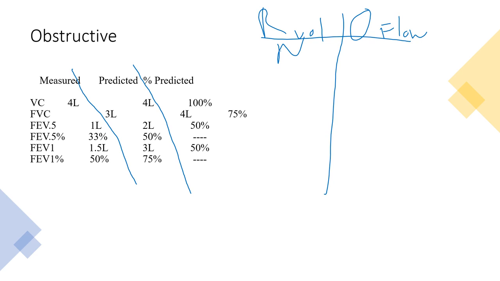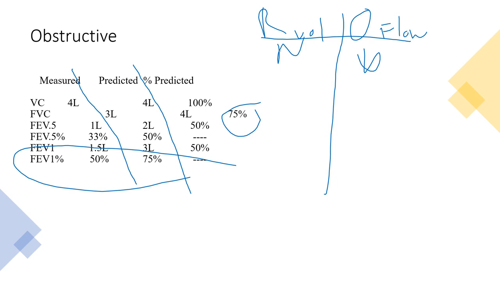So am I thinking restrictive? No. All right, their forced vital capacity is low. It is low, right? So this is the same one that we're looking at here. And so when we're looking at this, that FEV1% is going to be one of the bigger ones. It tells us that, hey, we have low flow rates. But because we have low flow rates and our FVC is low compared to our vital capacity, that tells me it's an air trapping situation. So this patient has obstructive disease with air trapping.